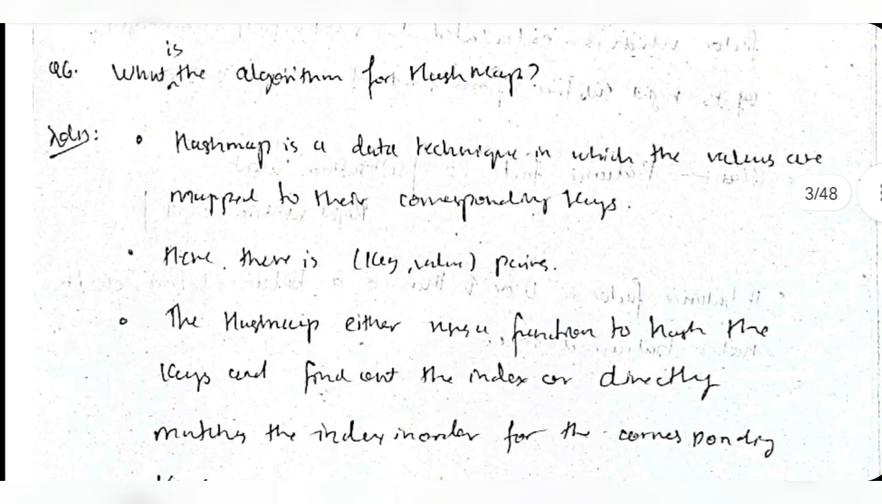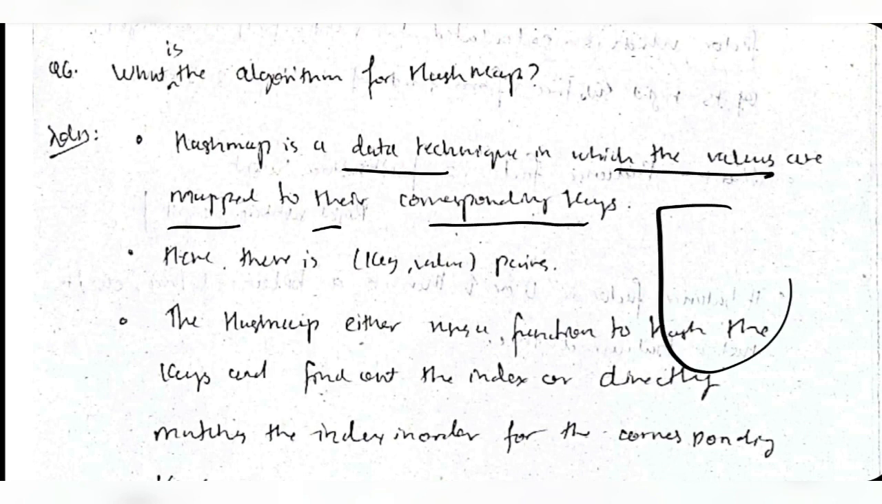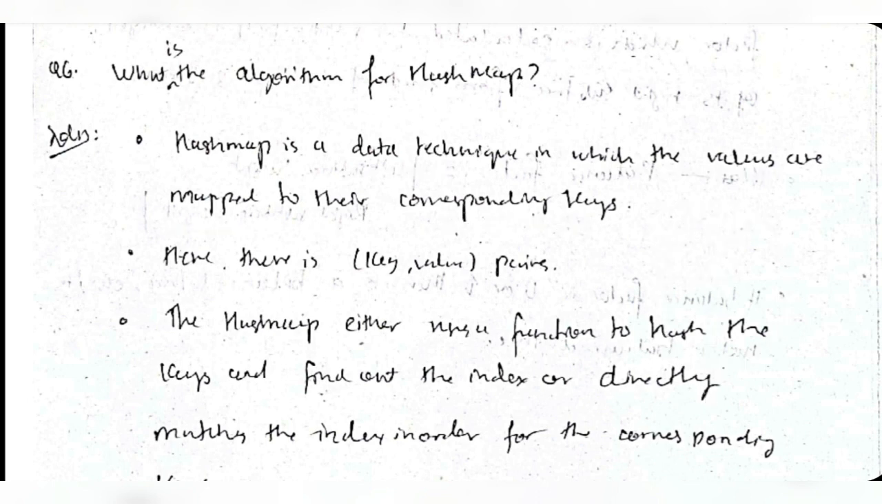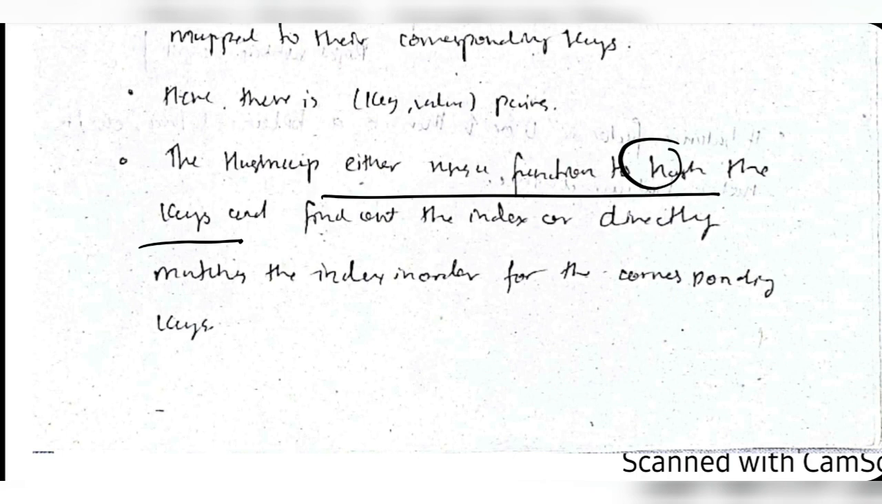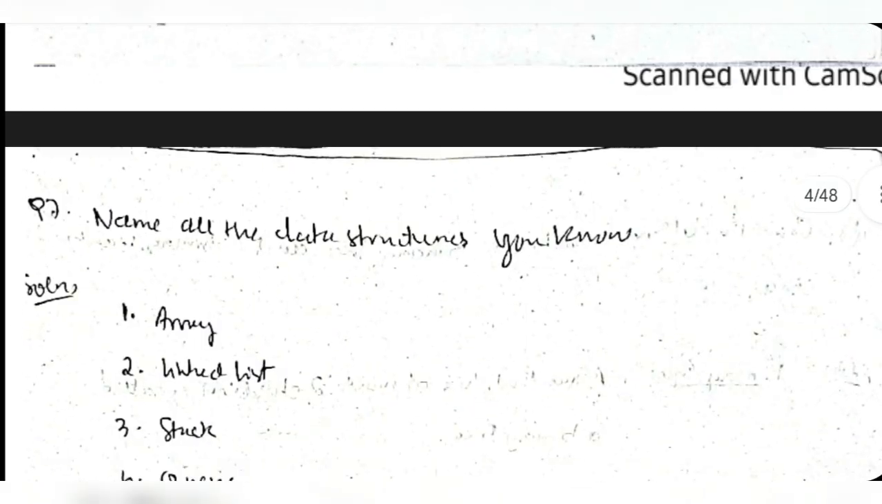Okay. What is the algorithm for HashMap? HashMap is a data technique in which the values are mapped to their corresponding keys. We'll have 2 things here. Values will be mapped to their corresponding keys. Okay, and there is a key value pair, and HashMap uses a function to hash the keys. So there will be a function deciding which key should be mapped to which value, and find out the index directly or indirectly matching the corresponding keys.